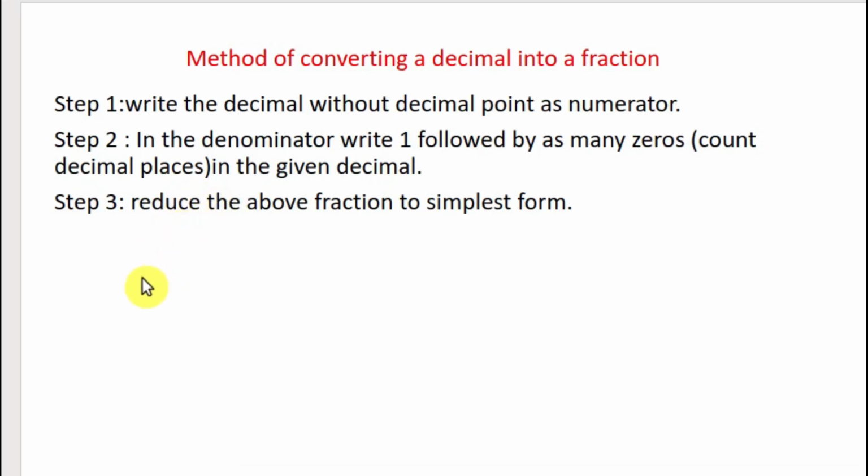Next, the method of converting a decimal into a fraction. There are three steps. First, for example, 2.3. Write the decimal without the decimal point as the numerator. So I have written 2.3 without the decimal point in the numerator. Second step: in the denominator, write 1 followed by as many zeros as there are decimal places. You have to count the decimal places. Here, how many decimal places? 1. So 10.